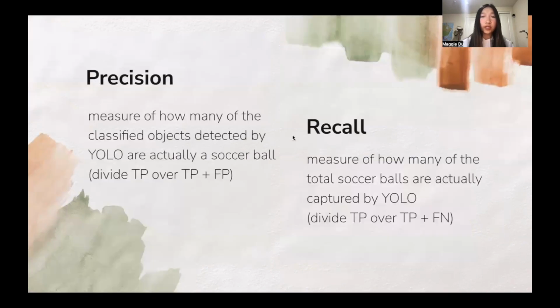Now, precision and recall. Using these four values, I can calculate precision by doing TP over TP plus FP. And essentially, it's just a measure of how many of the classified objects detected by YOLO are actually a soccer ball. Or in other words, how much we can trust YOLO v3's choices. Recall is a measure of how many of the total soccer balls are actually captured by YOLO. Essentially, how many of the classified objects that we care about are actually caught by the algorithm. And this is how you calculate it.